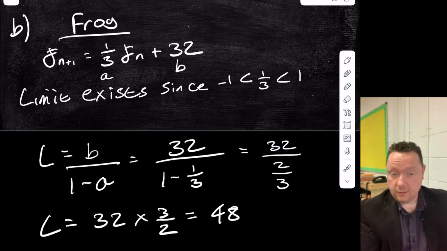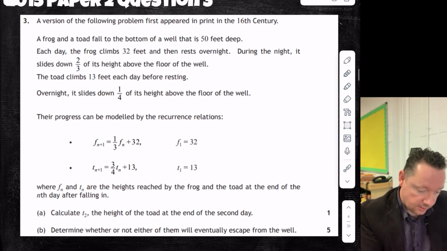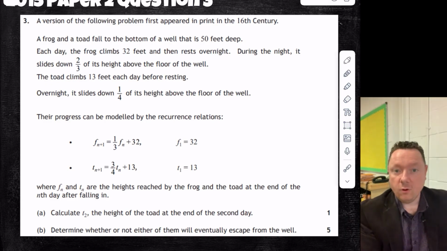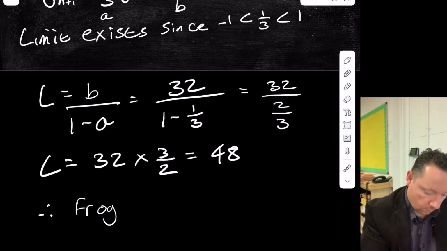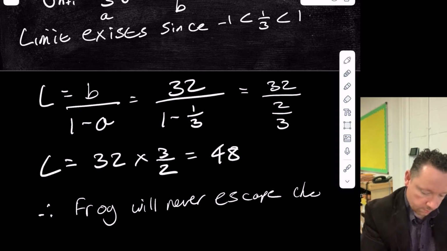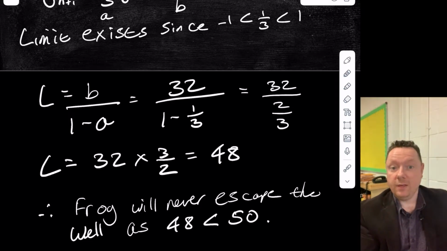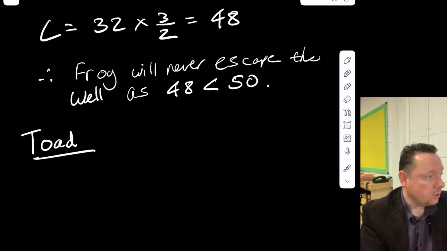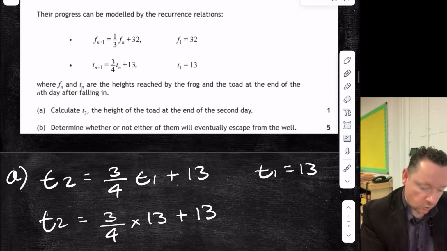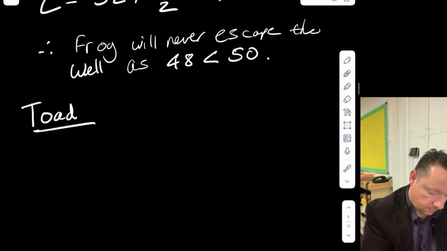Now 48, we know the well from the question is 50 feet, and therefore the frog will never reach or escape the well. So therefore the frog will never escape the well as 48 is less than 50. And then we can do the same thing for the toad. So let's look at our toad. His recurrence relationship was T of n plus 1 is 3/4 T of n plus 13.